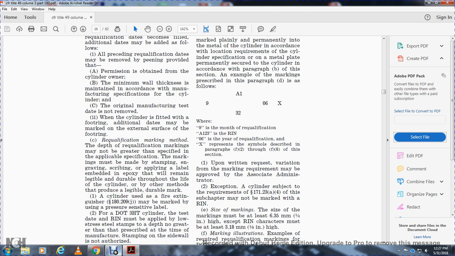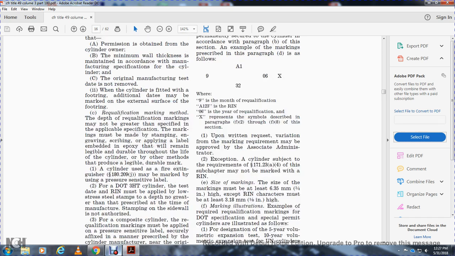Applicable specification of the markers must be made with the sampling and engraving, and describing the applying with the level of the embedded with the epoxy. The marks will remain legible throughout the life of the cylinder. Other methods may produce legible, durable marking. The cylinder, even the fire extinguisher, may be marked by the pressure sensitive label.